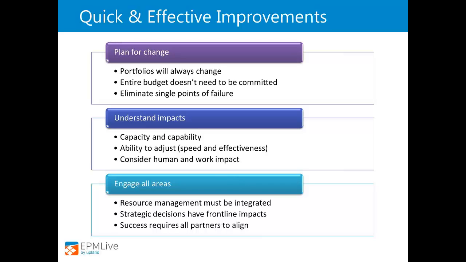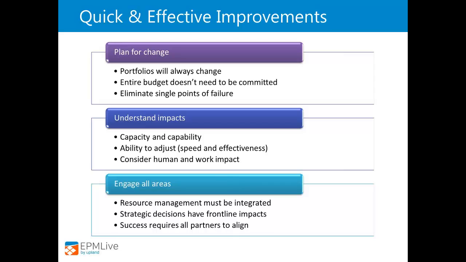And finally here, we have to engage all areas into the business. We have to be prepared to recognize that resource management has to be integrated end-to-end and across the entire enterprise. We have to also recognize that the strategic decisions we make have frontline impacts. If we make a decision to implement a change, that's not just a change in the plan on paper. That's a whole bunch of new work that has to happen by the people at the front line. It's a whole bunch of people who are going to be doing something different next week than they were doing this week. That's okay, but understand the impact.